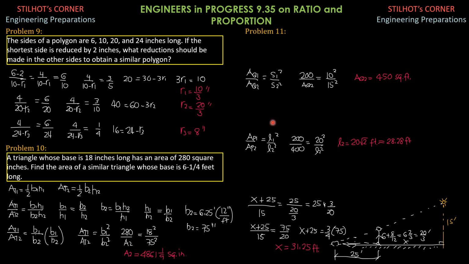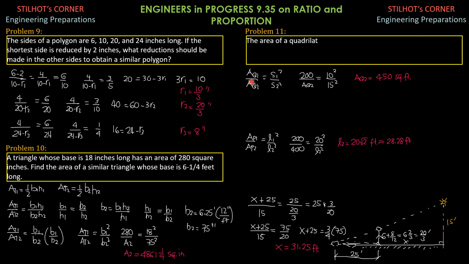Then problem 10. The area of a quadrilateral is 200 square feet and its shortest side is 10 feet long. Find the area of a similar quadrilateral whose shortest side is 15 feet long. So our solution should be based from our experience with this problem here. Problem 10, this is problem 11.